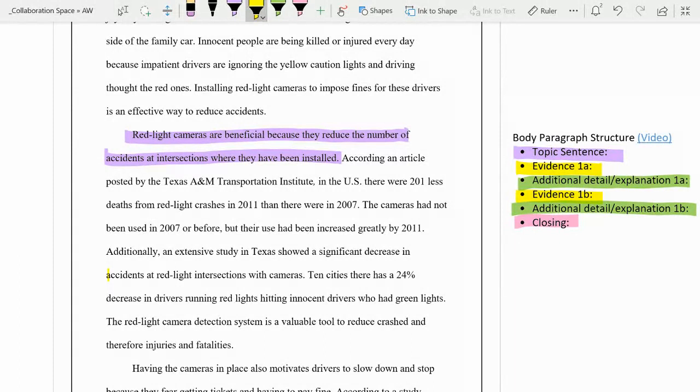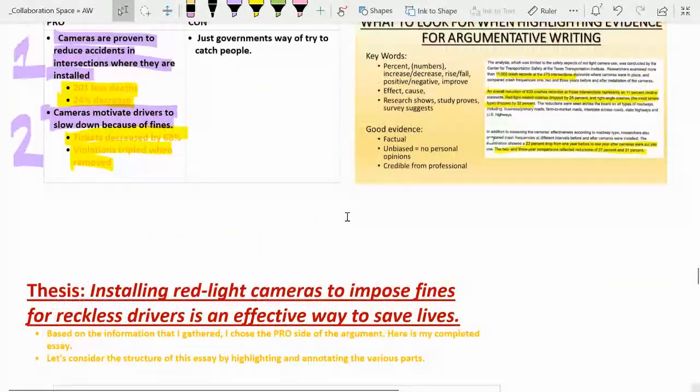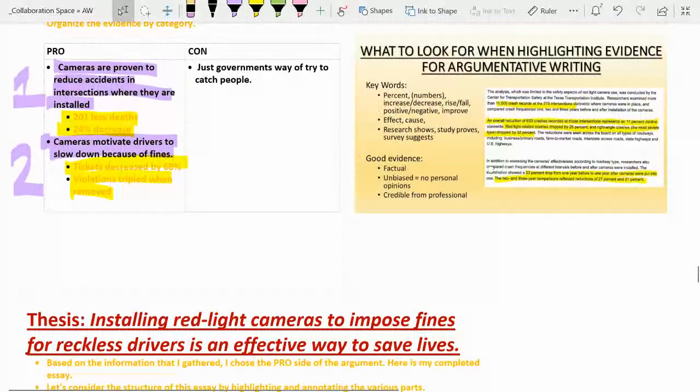So let's look for that in this paragraph. "According to an article" is a really good transition phrase to let my audience know that I'm going to be talking about evidence. According to an article posted by the Texas A&M Transportation Institute, in the U.S., there were 201 fewer deaths from red light crashes in 2011 than there were in 2007. That's the piece of evidence that I found and that I had put in my chart here.